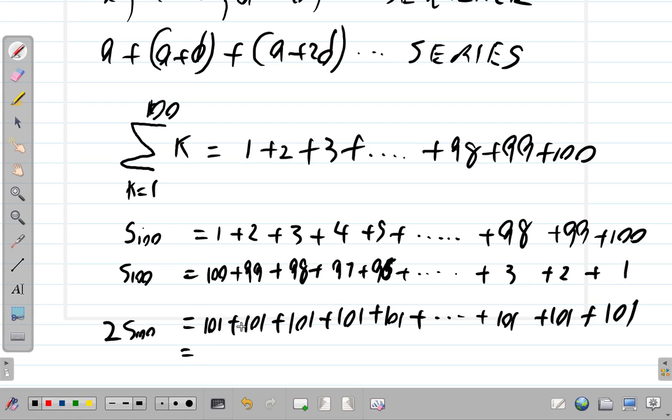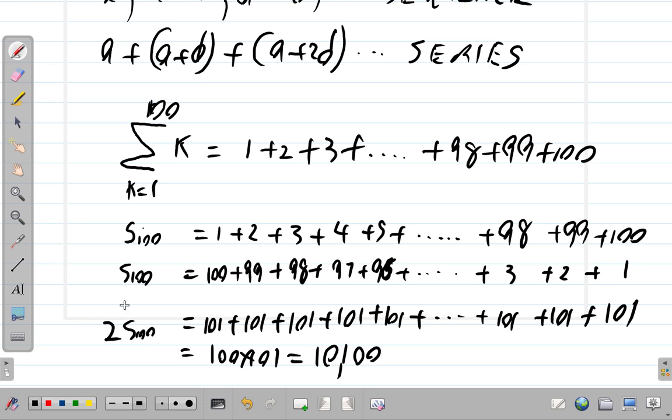Now, there are 100 of these, right? So since there are 100 101s, you say 100 times 101. That will give you what? 10,100, right? So in this case, we have 10,100.